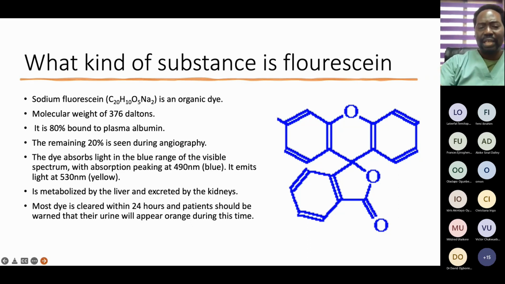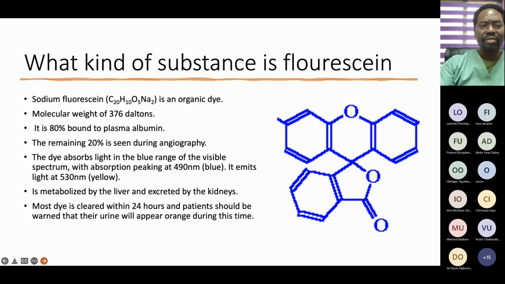So you need to tell your patients that within 24 to 48 hours after dye injection, their urine is going to be fluorescent yellow. This is so characteristic. If you don't tell the patient, they are going to be scared when they go to the restroom and see the color of their urine. So it's very important to inform them that their urine will be fluorescent yellow. Usually 24 hours, but we say 24 to 48 hours.